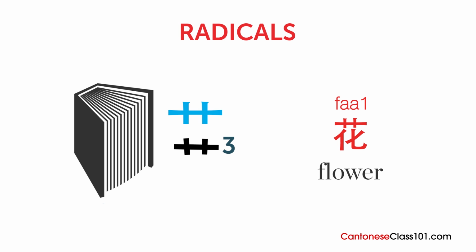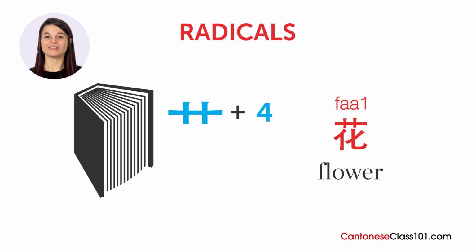Then you count the extra strokes excluding the radical. In this case, there are 4 strokes, so under the grass plus 4 strokes section, you will be able to find the character fa, flower. From that, you can find a detailed explanation about the character and its meanings. You also find vocabulary starting with this character, or in some dictionaries, its translation in other languages. Right! So definitely check out the free Cantonese resource on CantoneseClass101.com for more details.